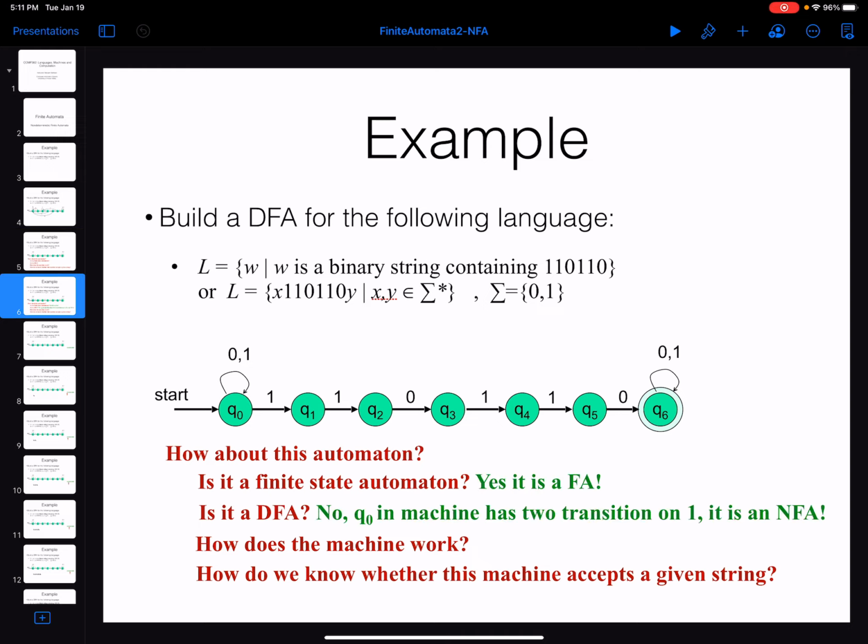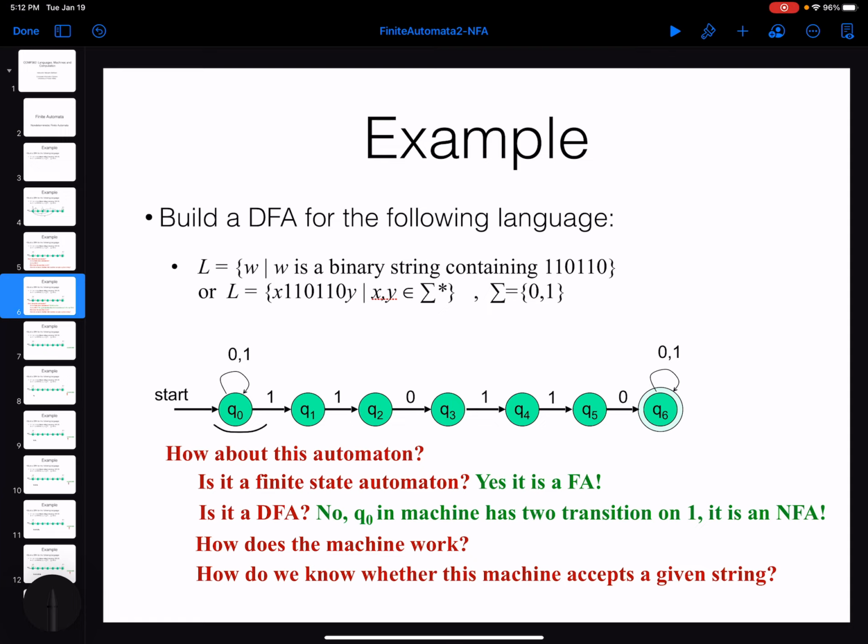So clearly this is not going to be a DFA, but yes, it is a finite automaton. It has a finite number of states and some transitions between them, but it is not a deterministic finite automaton. You can see that by looking at state Q0: from Q0 there are two transitions for 1, which makes it a non-deterministic finite automaton.